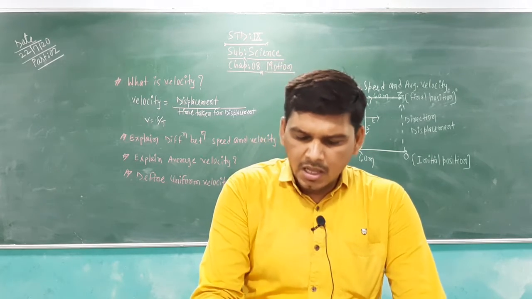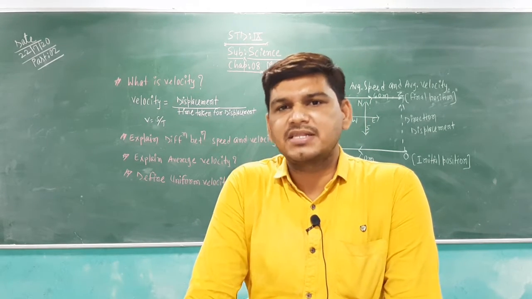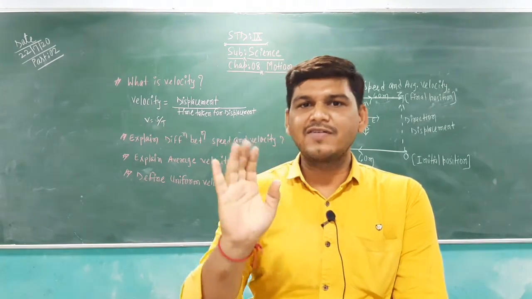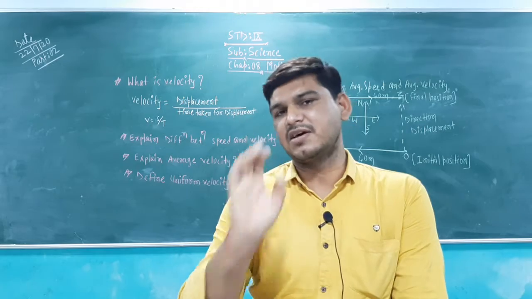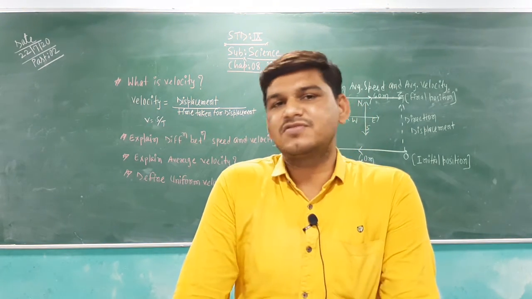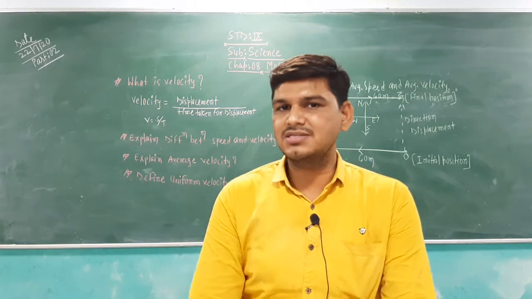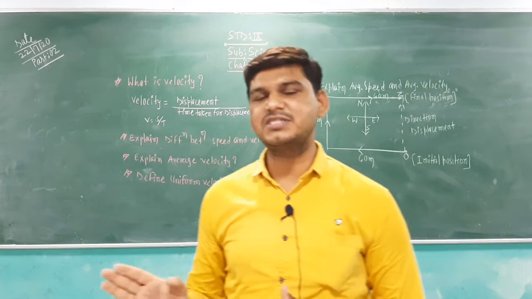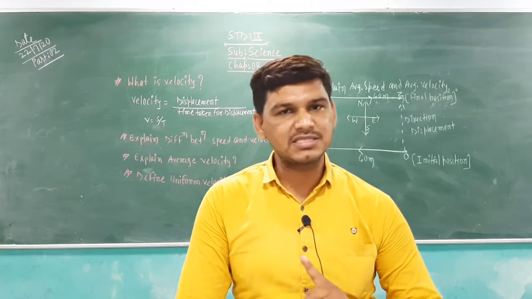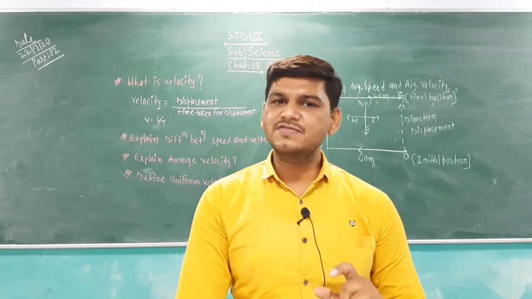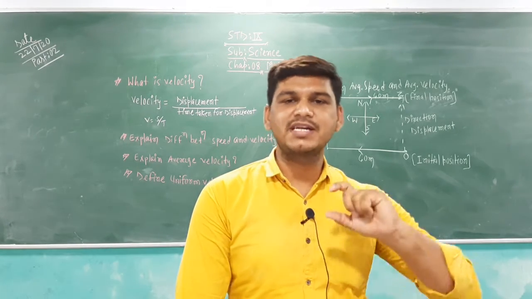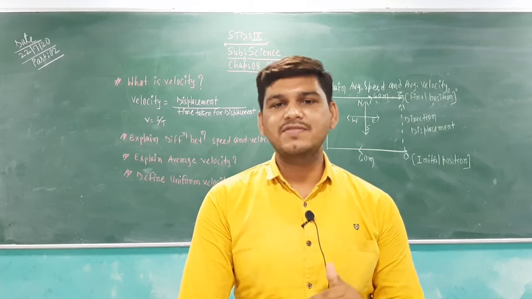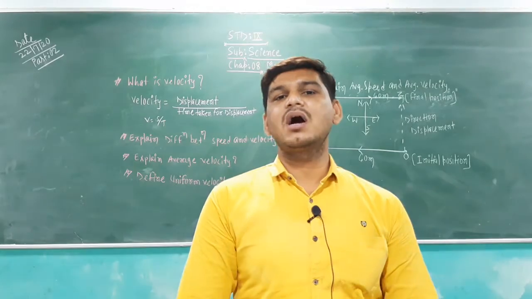For example, a car travels 120 kilometer in 3 hours. I just use a simple statement: a car travels 120 kilometer in 3 hours. That generally gives you speed, because from which point it started and in which direction it moved, that doesn't give the information. It only gives the information that the car travels 120 kilometer in 3 hours, which gives its magnitude but not the direction. So it should be speed.